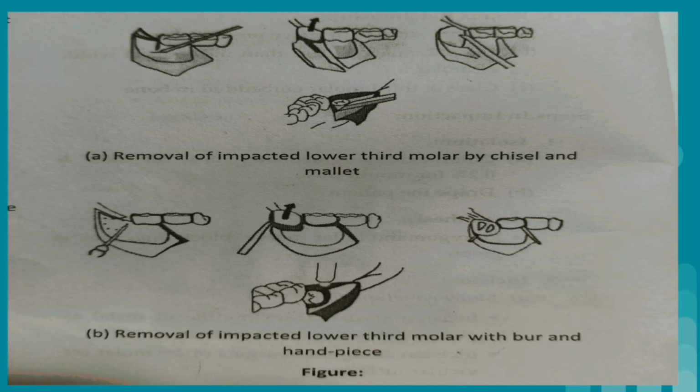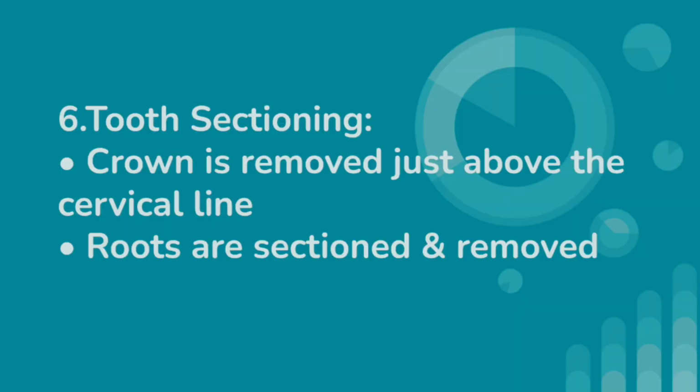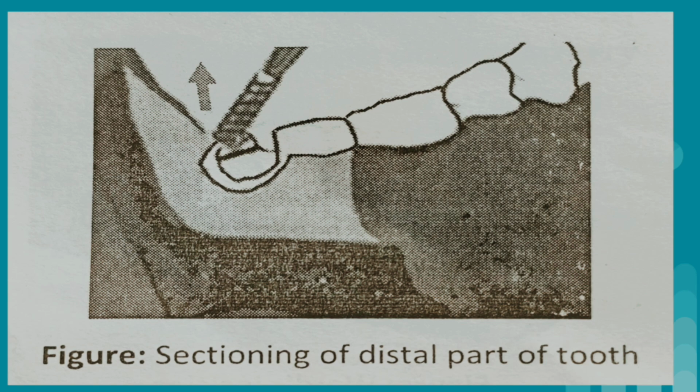So you can see in the diagram how we are removing the impacted lower third molar by chisel and mallet. Next, after that, if the crown is too deep, then tooth sectioning will be given. The crown is removed just above the cervical line. Roots are sectioned and removed. We cut the tooth into two halves, then you remove them one by one. This is how you do sectioning of the distal part of the tooth.